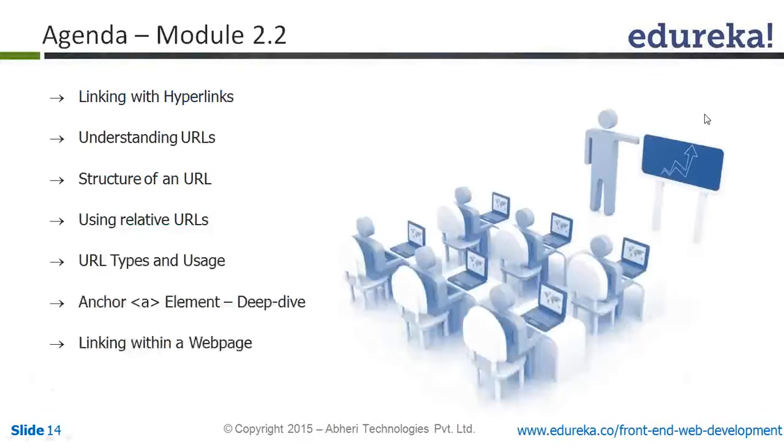Yeah, let's go to the second module. In this module, we'll be talking about how to use hyperlinks. What is the structure of a URL? What are relative URLs? What are absolute URLs? What are the different URL types? How can we use them? How can we use these anchor tags, or basically hyperlinks, to link within the page or outside the page as well?